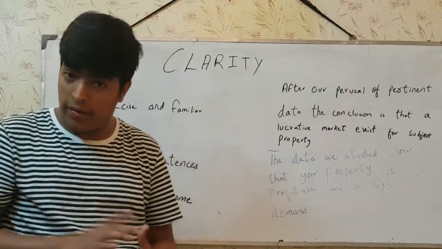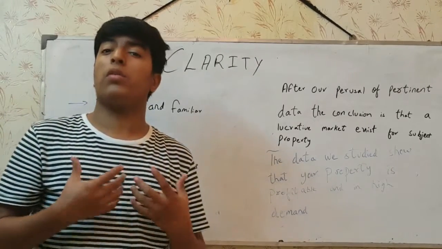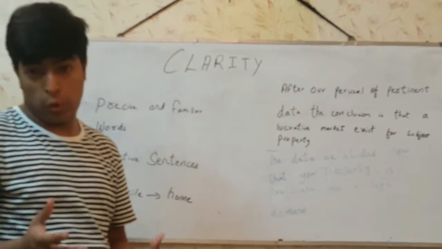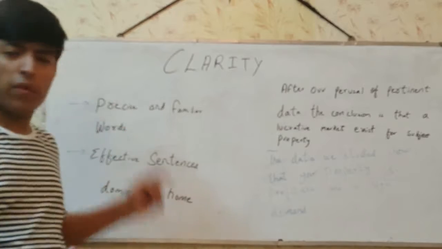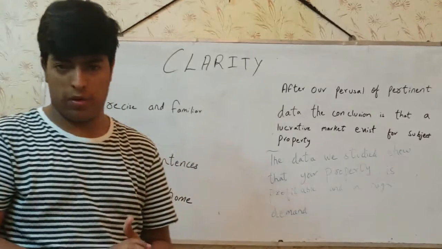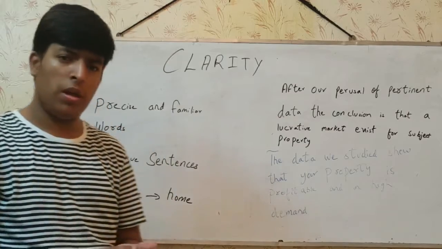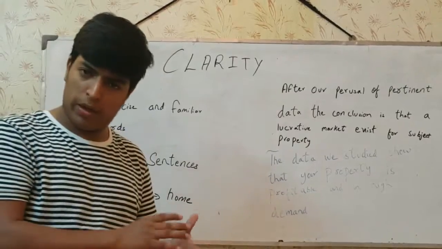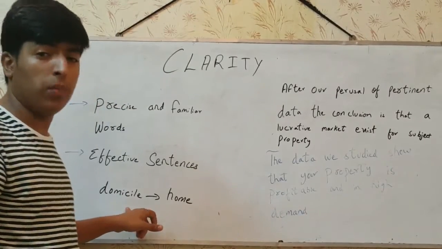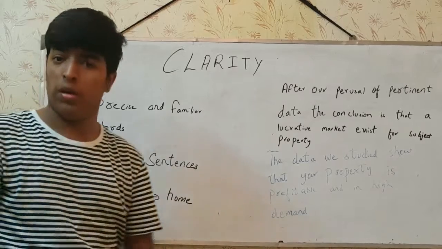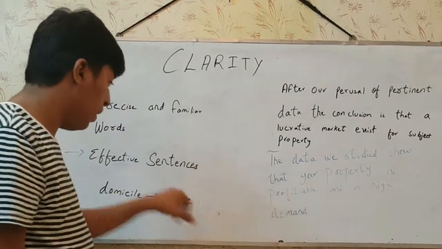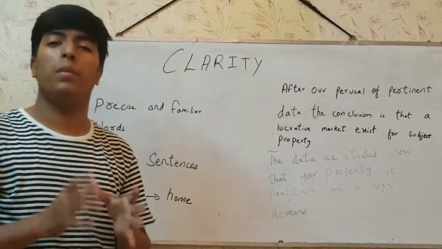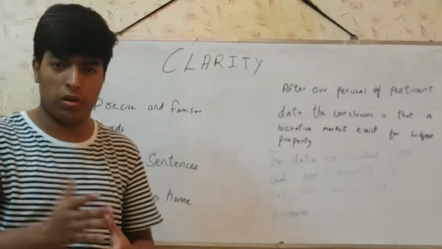Now what is clarity? Clarity is when you make yourself clear to the audience. And to do that, you can use these two tricks. The first one is precise and familiar words. You can use them in your communication. For instance, "domicile" is a hard word and not everybody knows it. Rather than using domicile, you can use "home." So this is a much more familiar word than domicile. So you can use it, and this will make you clear to the audience.